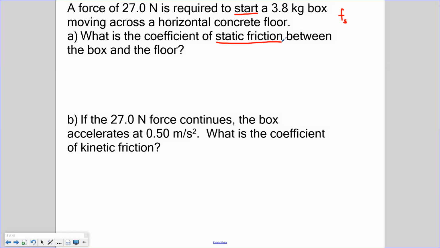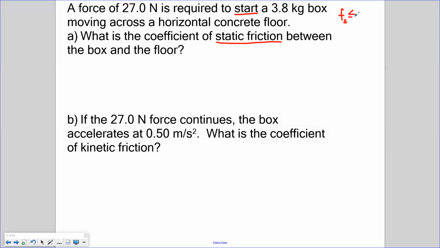But if it didn't say that, then you would need to infer that if we're starting the box, that means it's initially at rest. So static friction is at play. So remember, static friction can change values based on how hard you push, right? So if I push this box with 10 newtons of force, there'd be 10 newtons of static friction. If I pushed with 12, there'd be 12. If I pushed with 19, there'd be 19. If I pushed with 27, that's going to be the maximum amount of static friction that the box will experience before it starts to move.